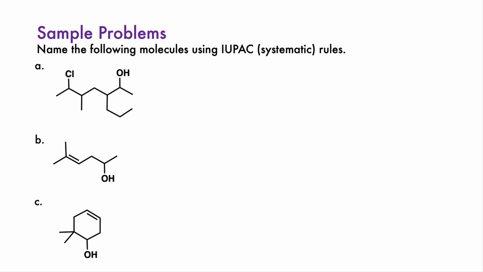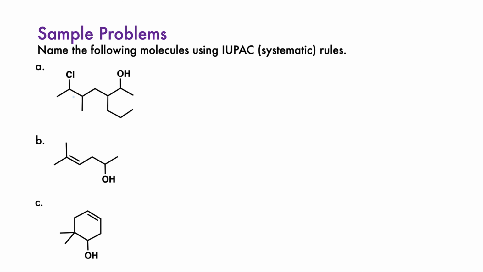Pause and try these sample problems. Give the following molecules systematic IUPAC names. The parent of the first alcohol has 7 carbons. The longest chain actually has 8 carbons, but cannot be the parent because it does not contain the hydroxyl.